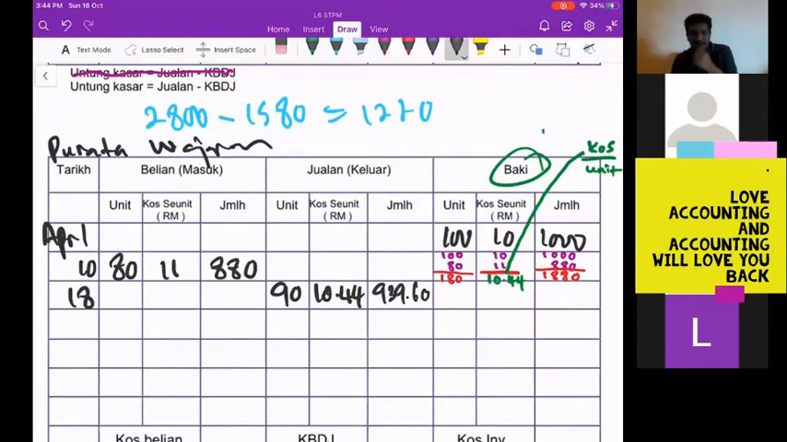So the baki still with you is how much? 180 minus 90, you still have 90. The balance is 10.44. The balance that you have is 939.60.